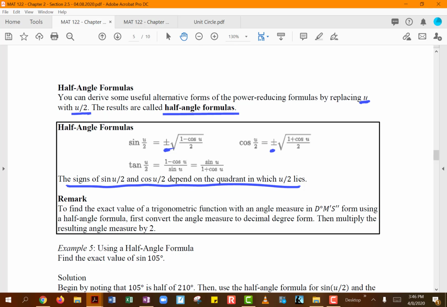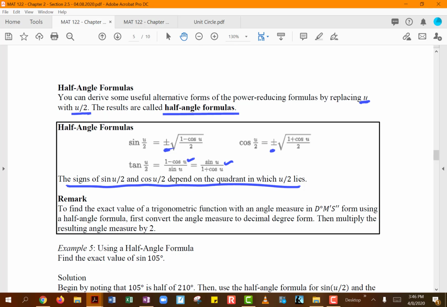And then there are actually 2 different ways that you can write the tangent for u over 2. You can write it this way or this way, and it will just depend on how you want to simplify your expression, and based on that you can choose which one you want to use.